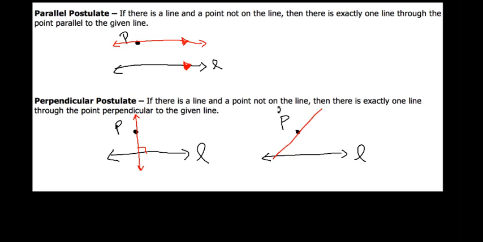Same can be said for the parallel postulate. If we rotate our line around, we're going to have all sorts of different slopes, but there's only going to be one line where the slope of the line going through point P is going to be the same as the slope of line L, in which case we'd have parallel lines. So that is going to be a quick illustration of both the parallel postulate and the perpendicular postulate, why you only have one line through point P that's either parallel to line L or perpendicular to line L.